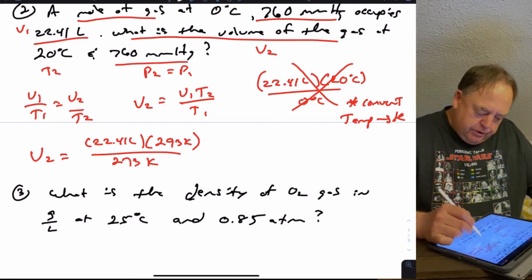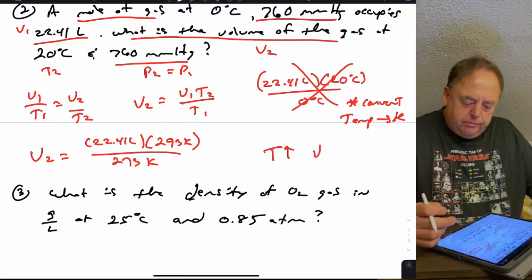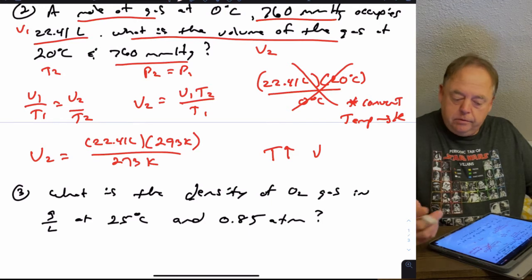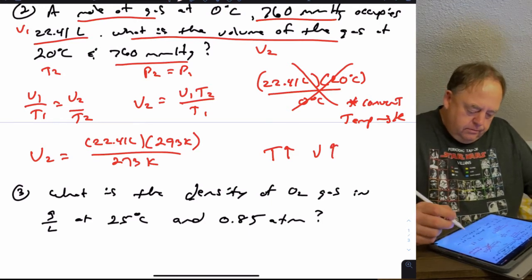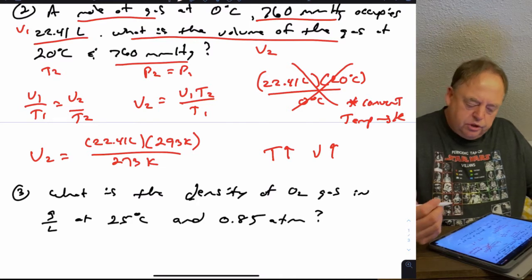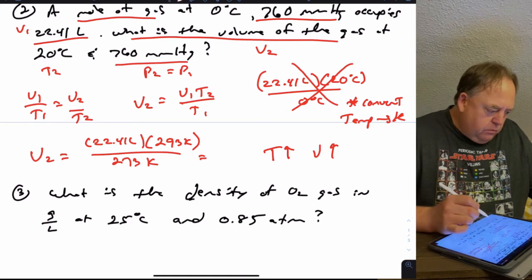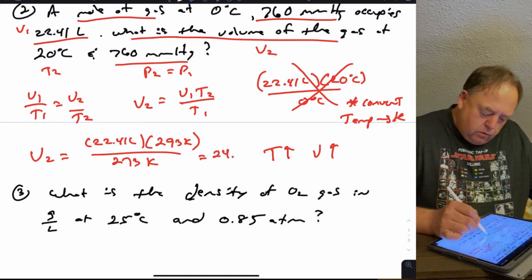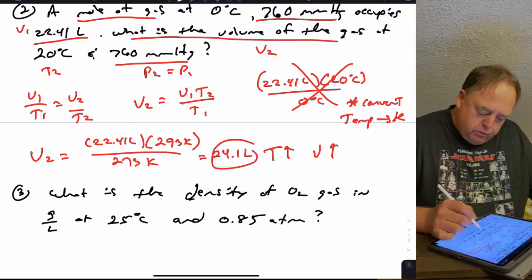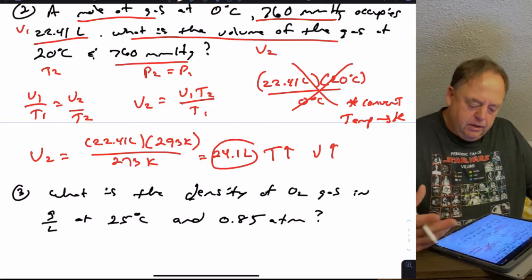So let's see, temperature is going up. So what should happen to volume? If you know the relationship between temperature and volume, as temperature goes up, volume goes up. So the new volume that you can calculate better be bigger than what you started with, otherwise you know you did the math wrong. Okay, so if you multiply this out, you get 24.1 liters. So V2 is bigger than V1, which you know it should be since temperature is going up.